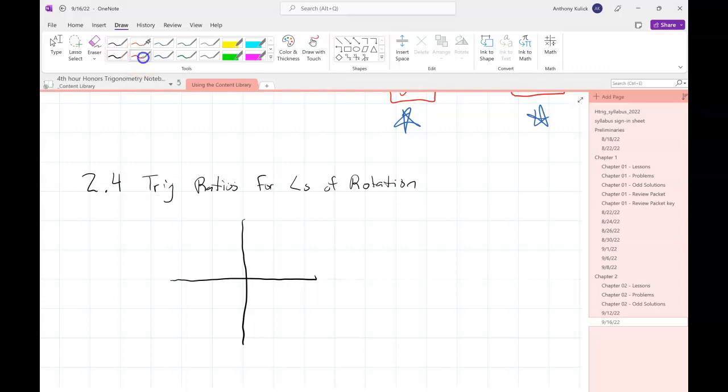Okay, so in the previous section, we talked about these standard position angles.